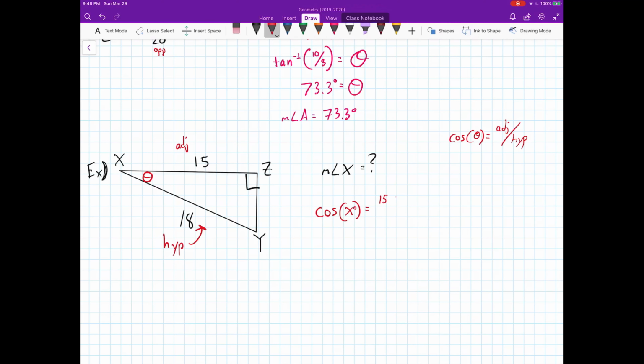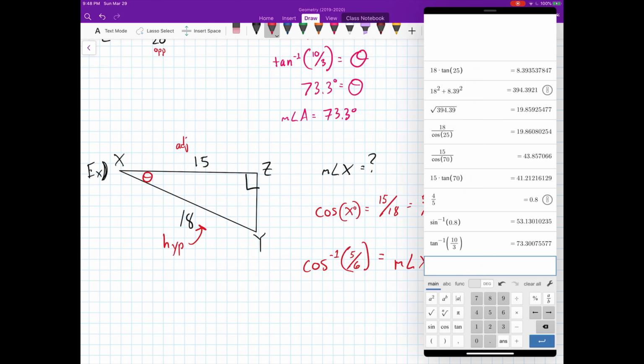So 15 over 18. And I can divide both those by 3, so maybe 5 over 6. Then that means I can use the inverse of cosine. Inverse cosine. I put the ratio in there, and it should give me back my theta, or my x, the measure of angle x. To be even more specific, we could say the measure of angle x.